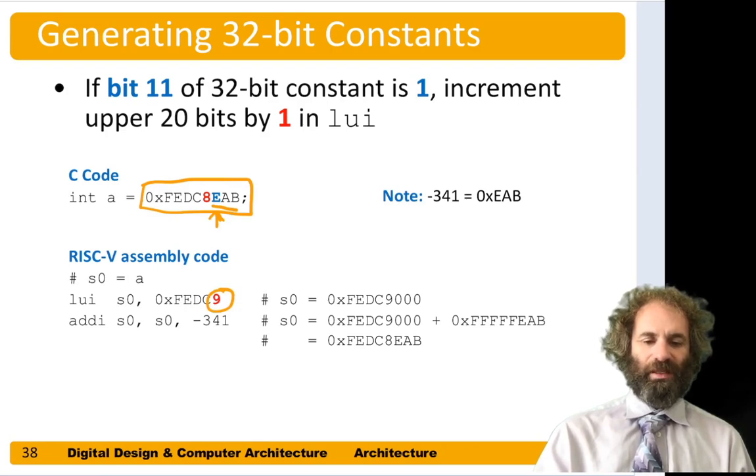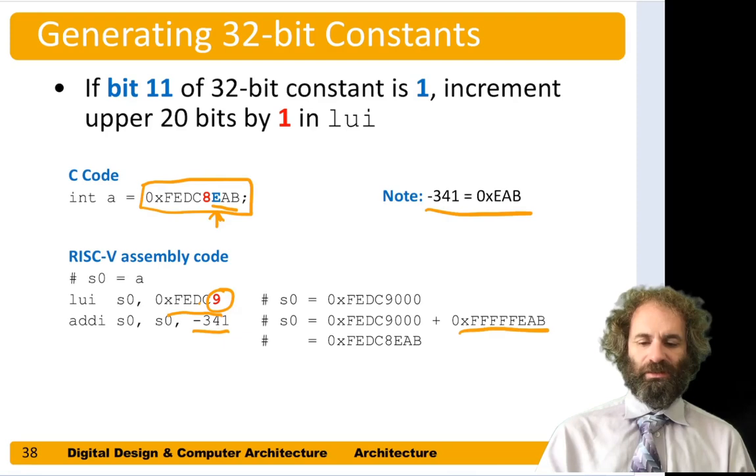So let's say we wanted to get FEDC 8EAB. We could do an LUI of FEDC 9 instead of 8. And then EAB is negative 341. So we could add negative 341, which is FFFFFEAB. Add it to the FEDC 9000, and we get our desired FEDC 8EAB. So if you are trying to create a long constant like that, you've got to be careful of this bit and handle it.